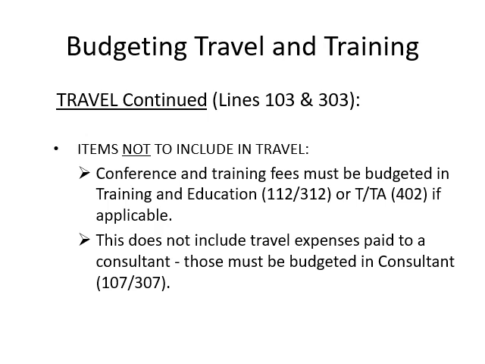Items to not include in travel would be conference and training fees. Conference and training fees must be budgeted in the training and education, or the 112 and 312 line items, or TNTA line 402 if that category is available. This budget category, travel, does not include travel expenses paid to a consultant. Those must be budgeted in the consultant category, which is 107 for program support and 307 for admin.